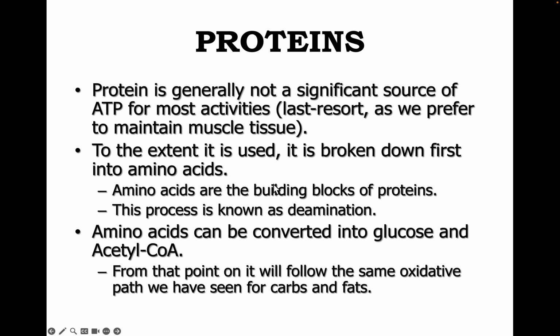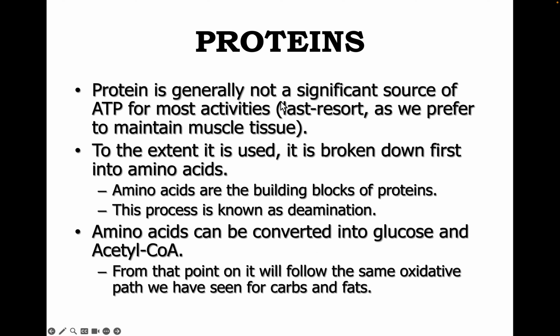Now, the third macronutrient source for energy is proteins. Breakdown of proteins is not a significant source of ATP for most activities because we want to use protein for other functions in our body, specifically to maintain muscle tissue. But in extreme situations, for example, if you are starved for a long period of time, if you're out in the middle of nowhere and you can't find food and you need to survive, your body will start breaking down muscle in order to continue to fuel your body.